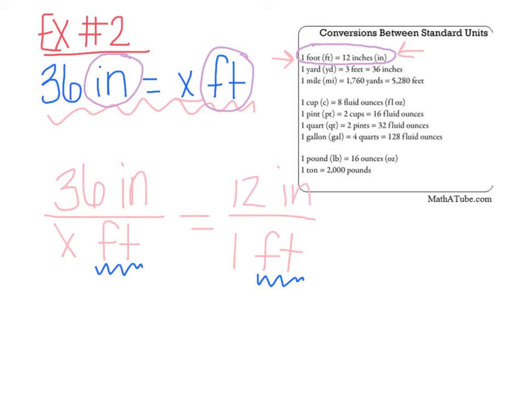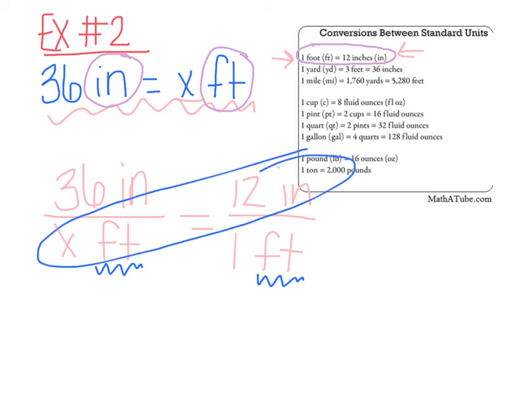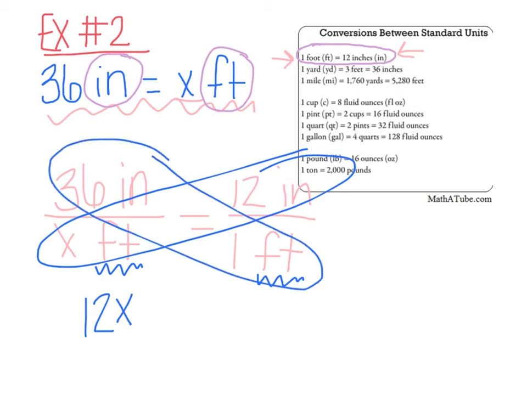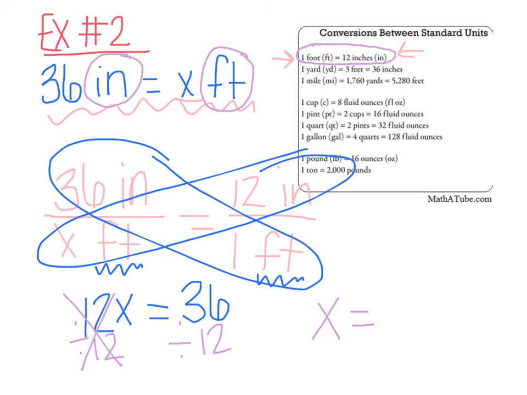And now we can cross multiply. 12 times X is 12X. And 36 times 1 equals 36. Now I have to get X by itself, so I have to divide by 12 on both sides. This side crosses itself out, so I'm just left with X equals, and then I do 36 divided by 12, which is 3. So back up in my original problem, 36 inches equals 3 feet.